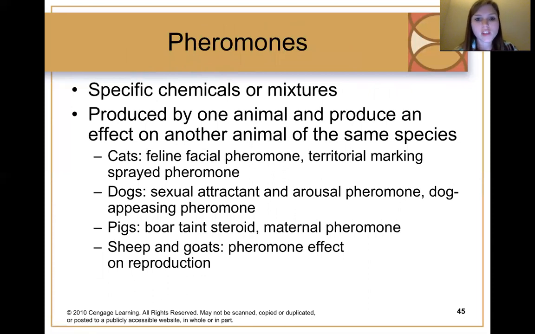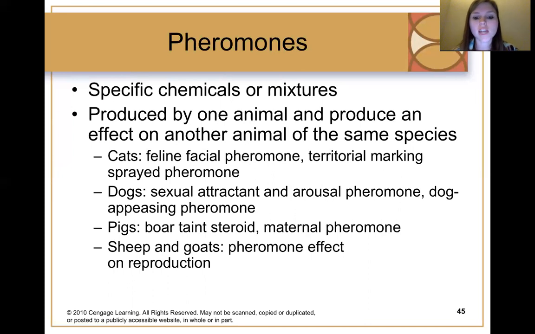And then lastly, we're just going to talk quickly about pheromones. Pheromones are kind of similar to hormones, but not quite. They're specific chemicals or mixtures, and they're produced by one animal in order to produce an effect on another animal of the same species. So for example, cats have feline facial pheromone, which is used to mark their territory. And then they also have a pheromone that they can spray, which you don't typically want, because they mark that by going to the bathroom. And that can smell really, really awful.